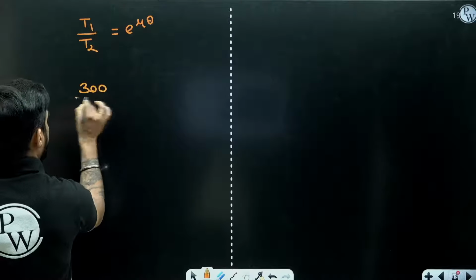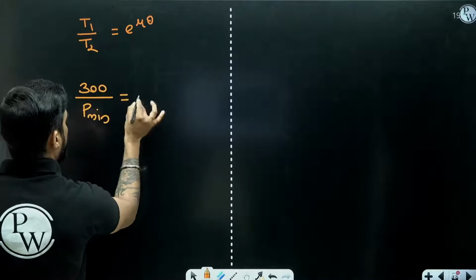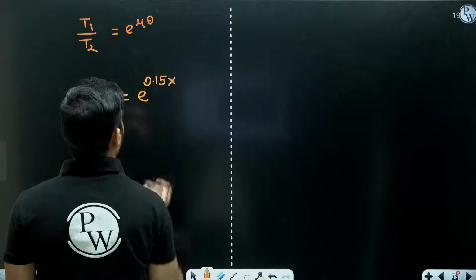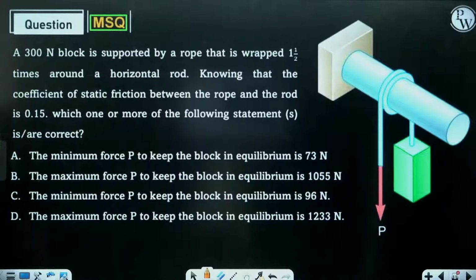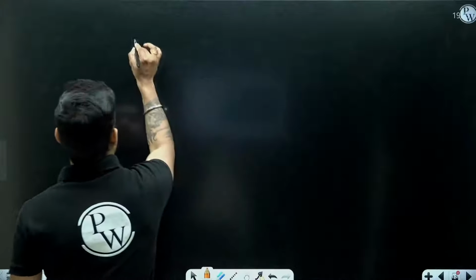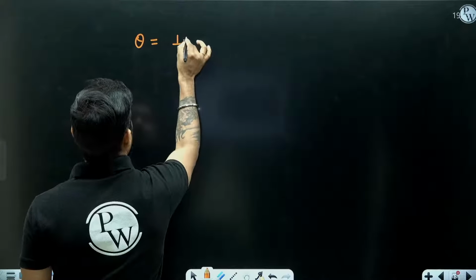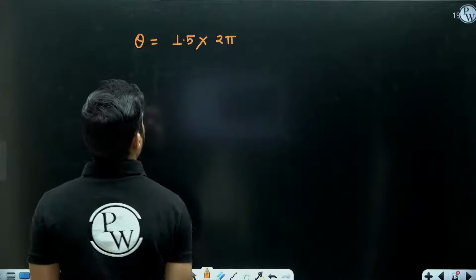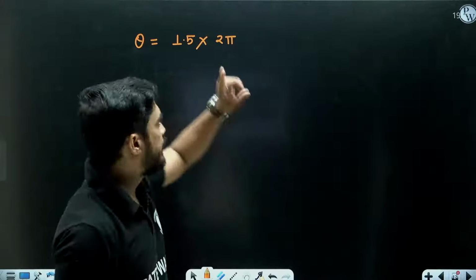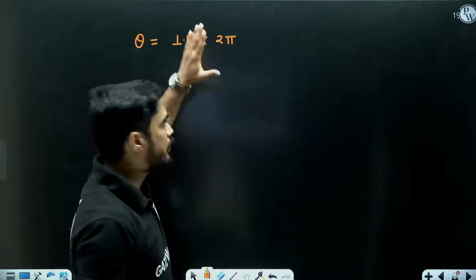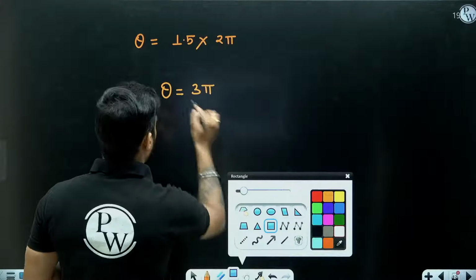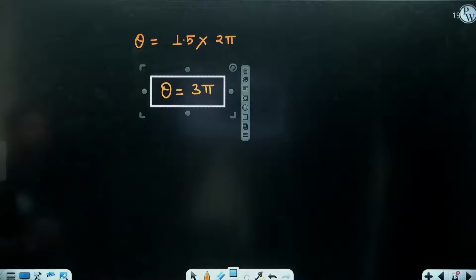So 300 divided by P minimum equals e to the power mu theta. Now what is the value of mu? It is 0.15. And what is the value of theta? See, it is wound 1.5 times. So theta will be 1.5 times 2 pi. If it is wound 1 time, then theta will be 2 pi. For 1.5 times, theta will be 1.5 into 2 pi, which is 3 pi. So theta will be equal to 3 pi.